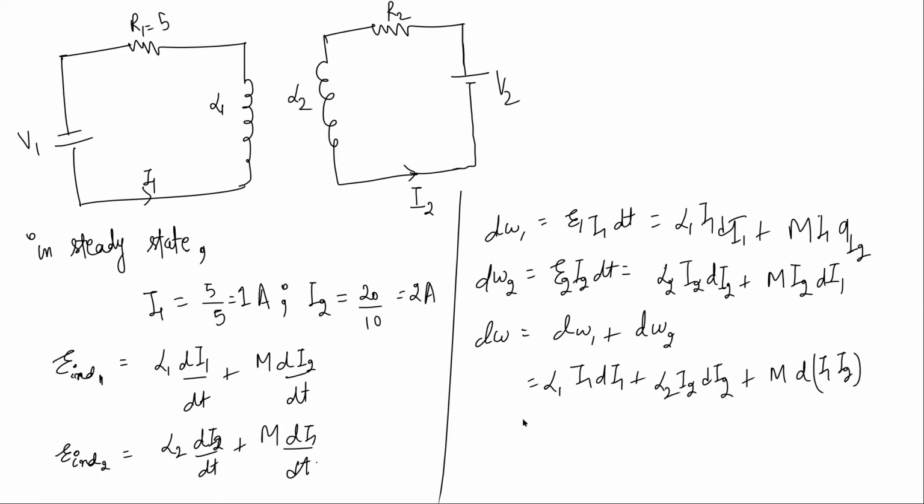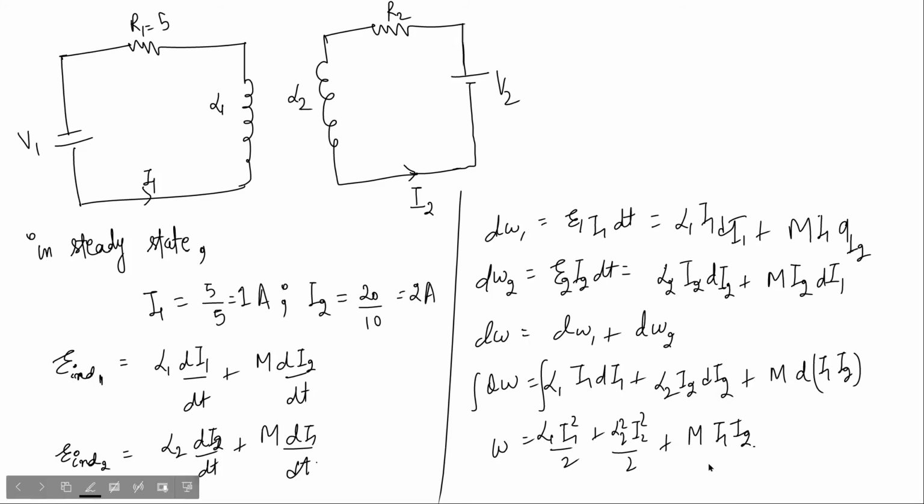Now you just integrate it. This is dW. Integrating both the sides, I'll get the net work done as L1 I1 square by 2 plus L2 I2 square by 2, plus this M I1 I2. Now when you put in the values of L1, L2, M, I1, I2, you'll find this work done would be 55 millijoule.